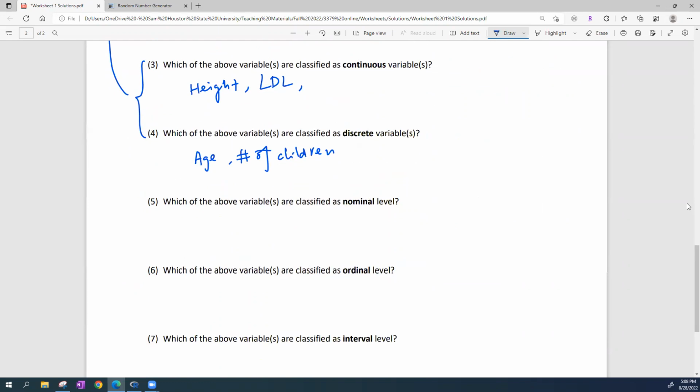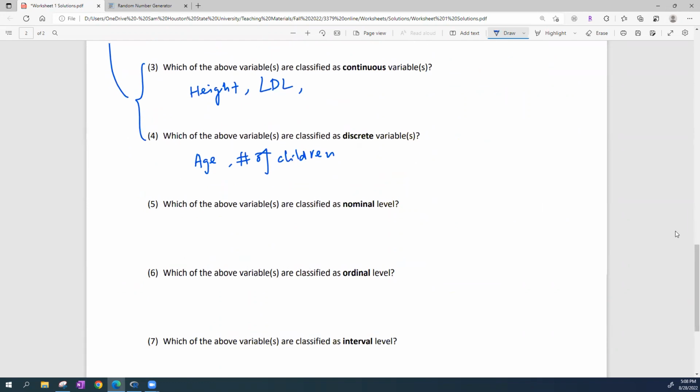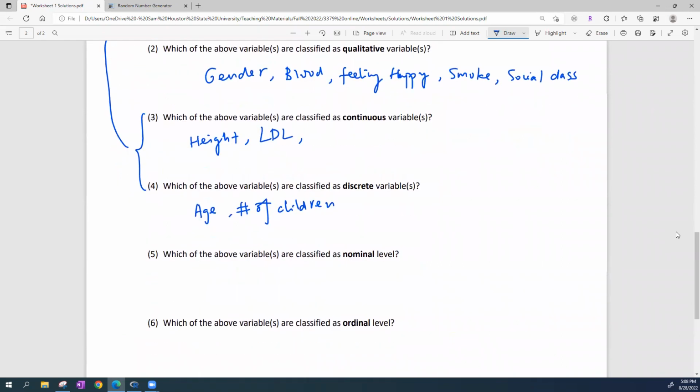And for number 5 and 6, we have to look at the answers from question number 2, right? So after we know which variables are qualitative, then we look at whether they're nominal or ordinal. For nominal, we have no natural order, right? And for ordinal, we can see some natural order there. So what about gender? No order, so nominal.